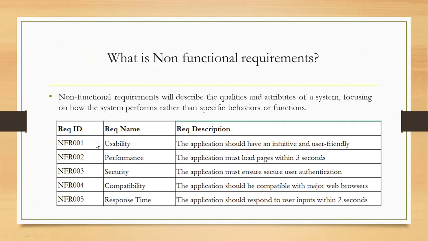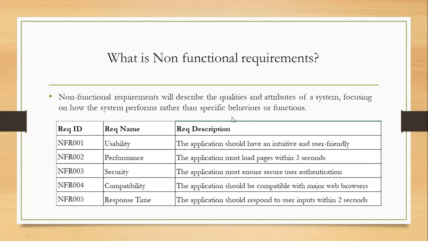Here you can see requirement id. Similarly, requirement name. You need to maintain a table: requirement id, requirement name, requirement description. Like NFR 001, usability: our application should be intuitive and user friendly. And security: the application must ensure secure user authentication. Like that we explain how the system should behave here, focusing on how the system performs rather than specific behaviors or functions.